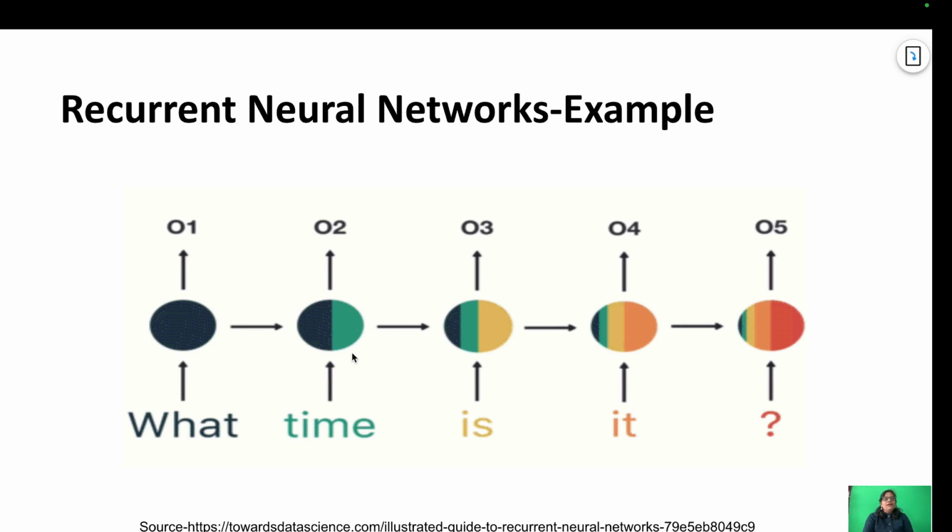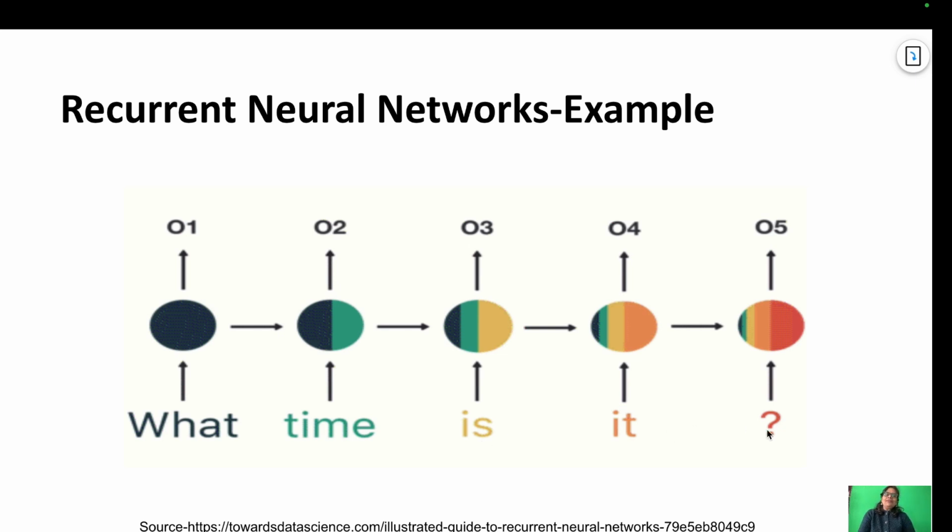This hidden state at time step 2 will hold the information of two words, "what" and "time", and then it will display the output. Next, the next words are given, and the next key sequence is "is" and the question mark.